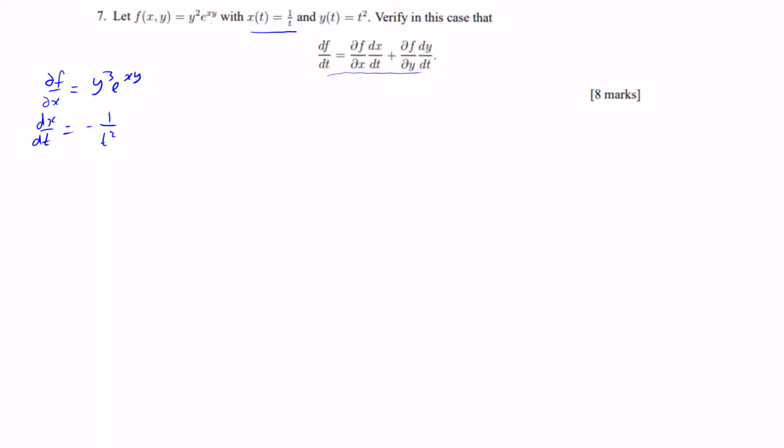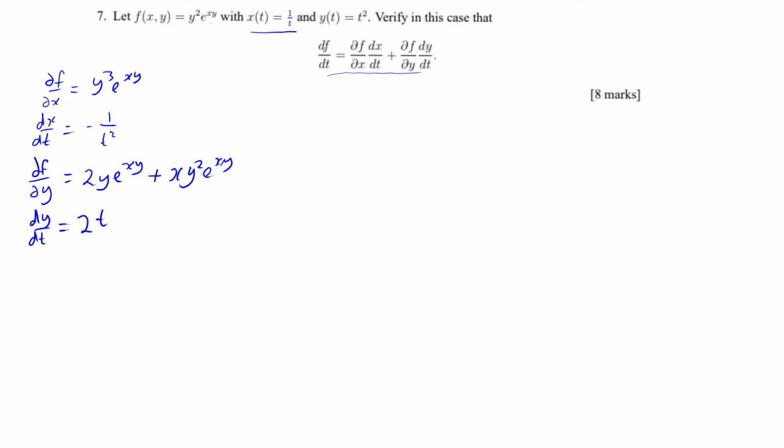Then we want the partial derivative of f with respect to y, which we have to use chain rule for. So first we're going to differentiate y squared, and then we're going to differentiate e to the xy, which is just x e to the xy, multiplied by the y squared. And finally we want to find the derivative of y with respect to t, which is 2t.